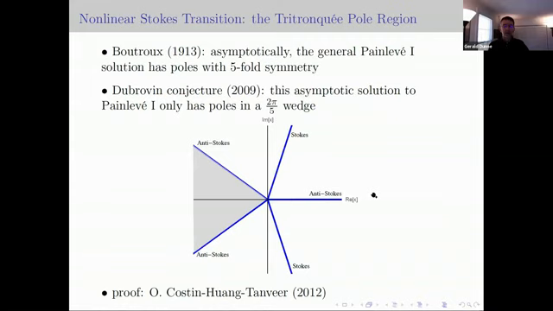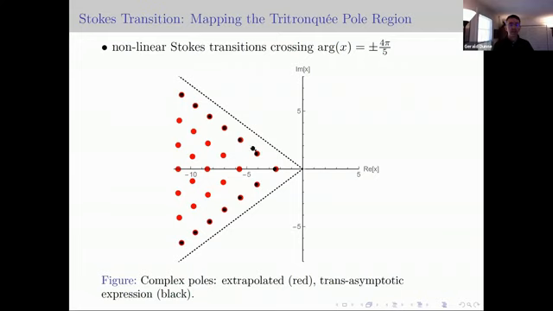Now we've gone from infinity down to 0, but maybe a more interesting thing to do is to zip around like this and probe this so-called Dubrovin conjecture that the poles only lie in this 2π over 5 wedge, which incidentally was proven in 2012 by Vartanian, Kostin, and Huang and Salo-Tanvir. And we can just probe this question numerically, whether this expansion here knows about this fact. And indeed, here are the poles in red that you extract from this numerically extracted solution, which started off life as a polynomial out here.